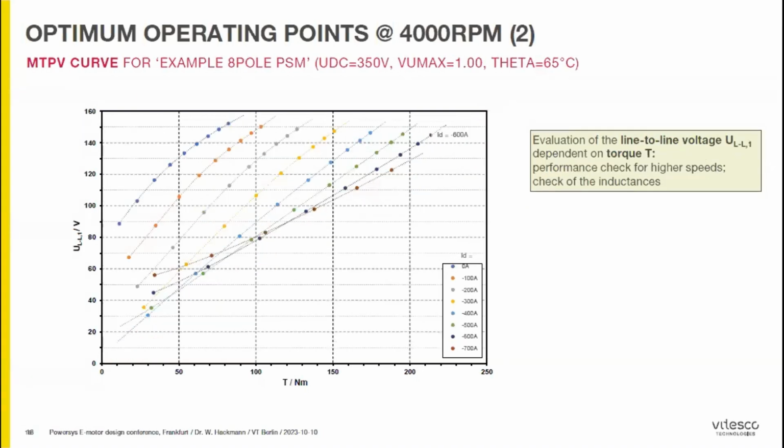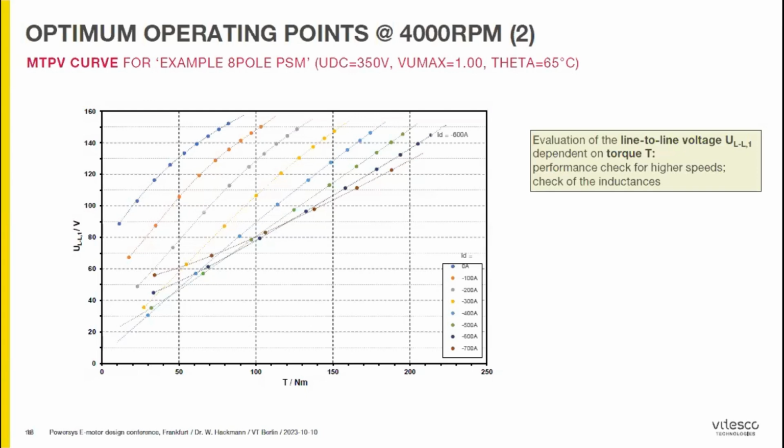Then we are coming to the inductances, and here we are creating the MTPV curve, the maximum torque per voltage. The systematic is the same. You see here the curves for ID minus 600, out of the table on the slides above, and here the other curves. With such curves, you can check whether the inductances in your simulations are right. And this is very important for the operating points at high speeds.